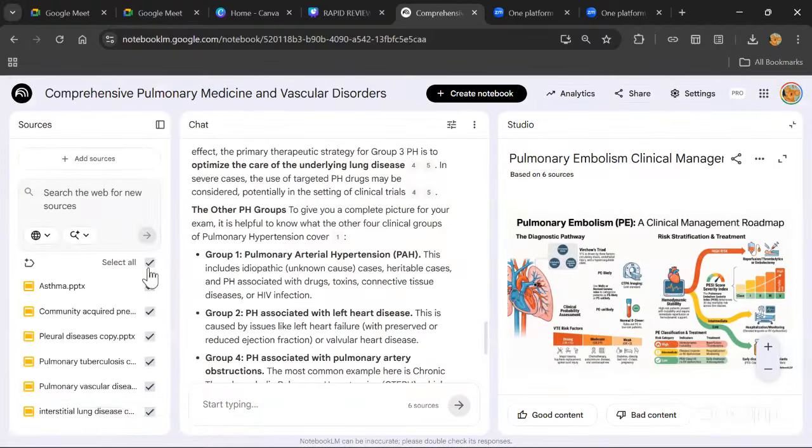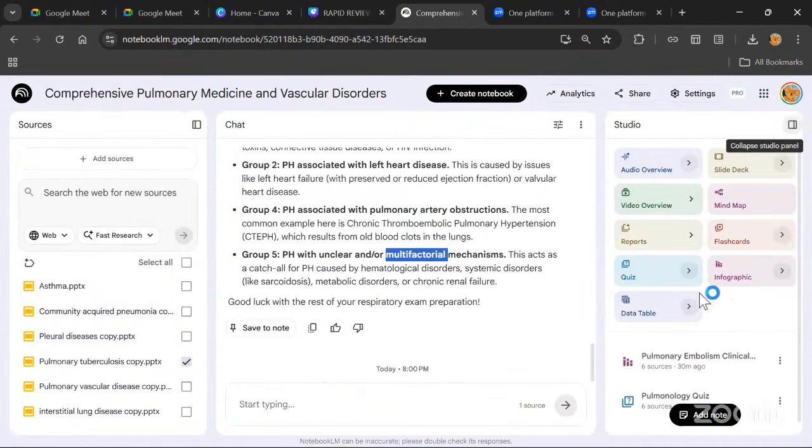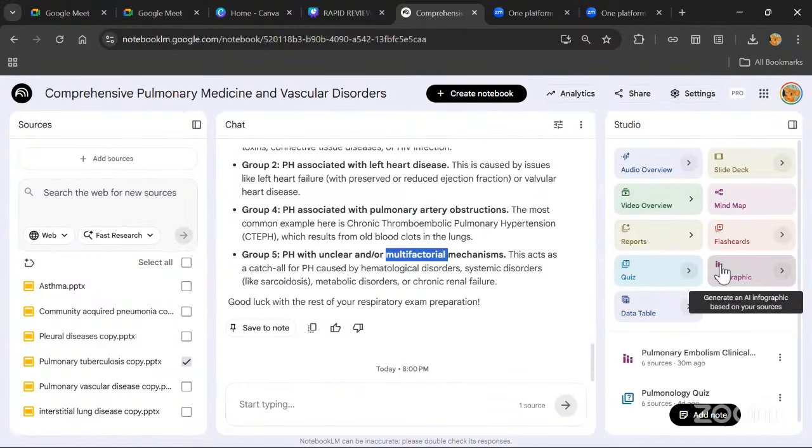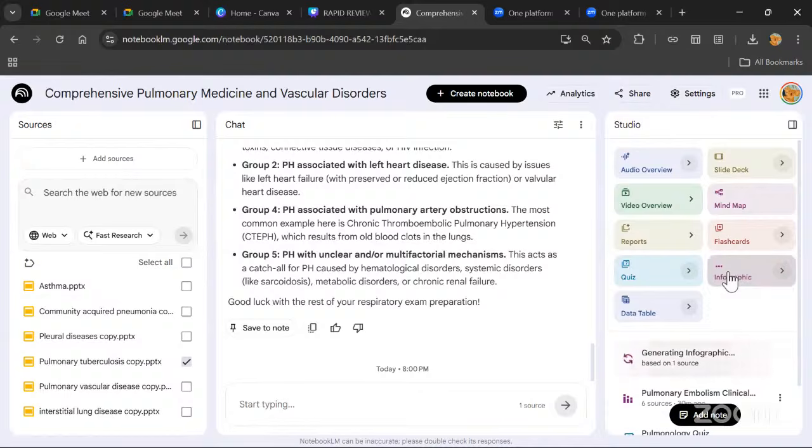Now, let's say I wanted to talk about pulmonary tuberculosis, which I think is the best template we can use to talk about a respiratory history. And then we form an infographic so that we have something to guide us.